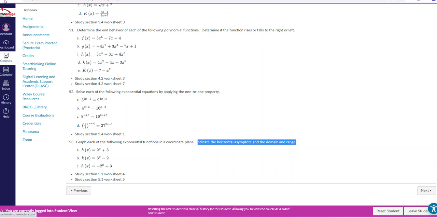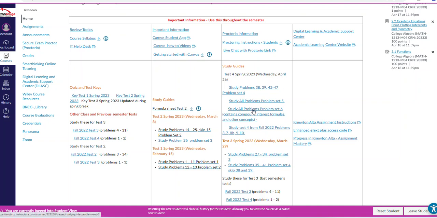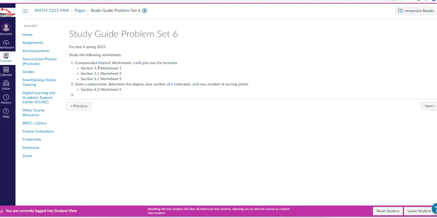Then the other thing I asked you to look at was the next problem set right here, problem set 6. That's where, number 1, you had the interest worksheet, so worksheets 1, 2, and 3 from section 5.1. I will give you the formula. Those 2 formulas I'll give to you. Just make sure you know how to use your calculator. And I will ask you to show the setups. The setup is half your points, and your final answer is half your points. So just make sure you show the setup. Otherwise, you'll only get half your points.